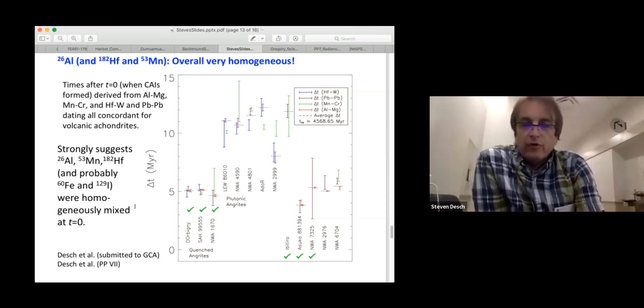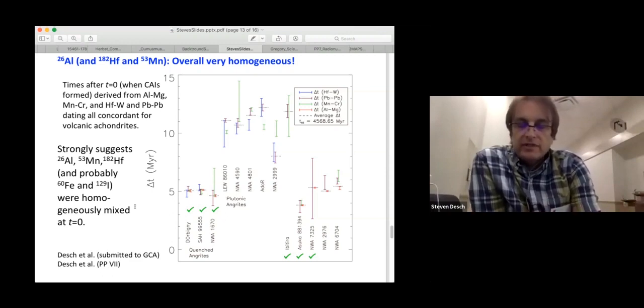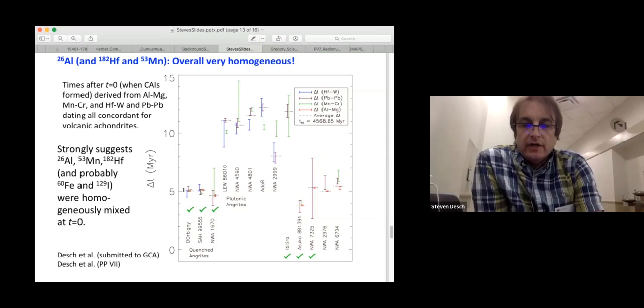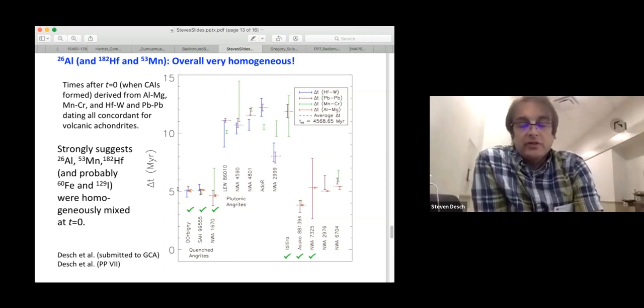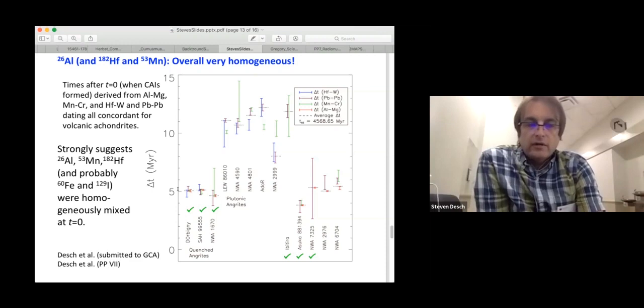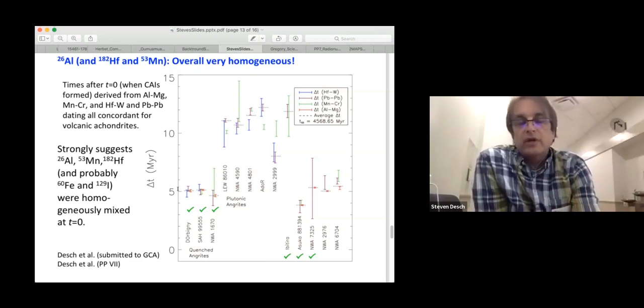This model has 4 parameters and it fits 40 pieces of data. And for the volcanic achondrites, all the ages match. One of the free parameters here is that the lead-lead age is 4,568.65 million years. It's not 4,567.3. What lead-lead ages of CAIs are measuring is not time zero, and I can talk about that. But this model fits all of these data pretty well, and it fits exactly the ones that have to fit exactly, which is volcanic achondrites. So this is really strong evidence that aluminum-26 and actually all of these radionuclides were homogeneously mixed throughout the nebula at time zero.